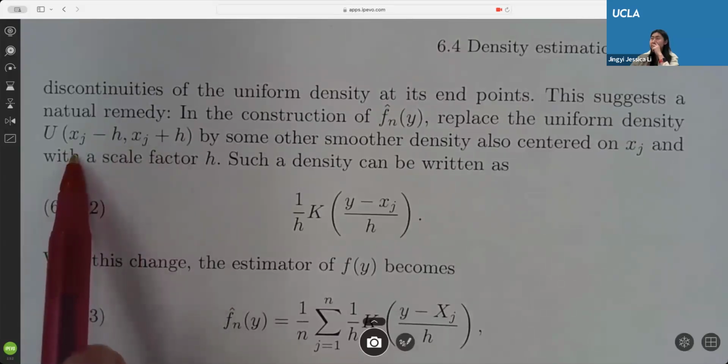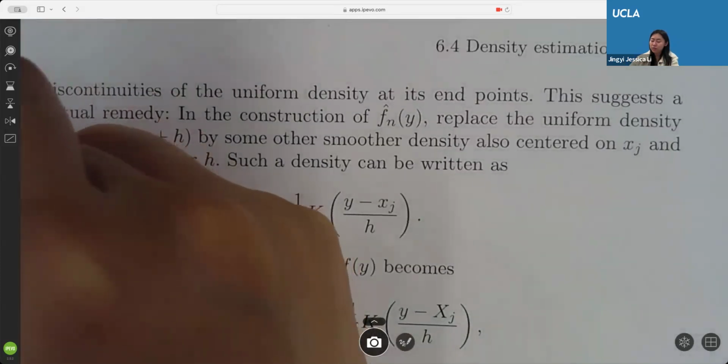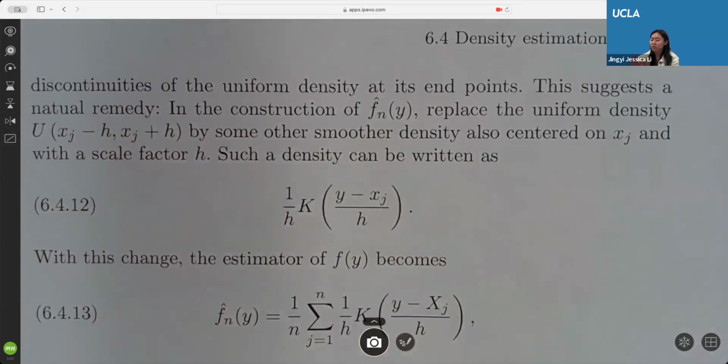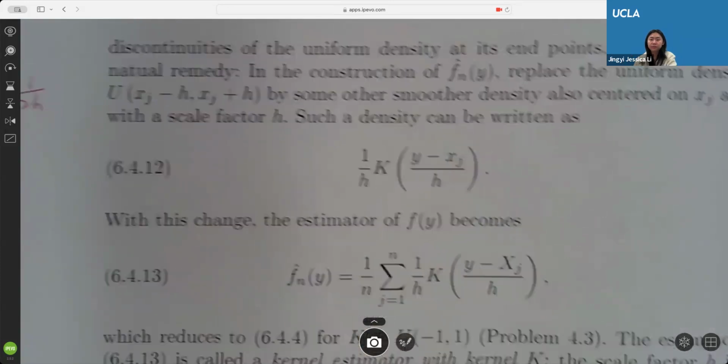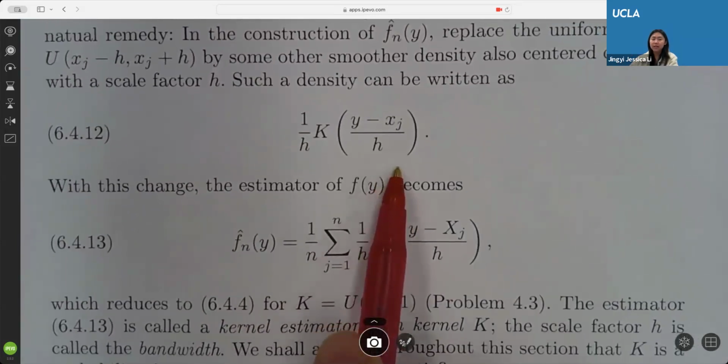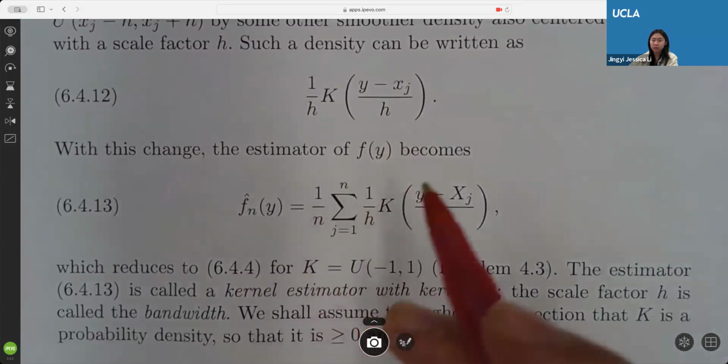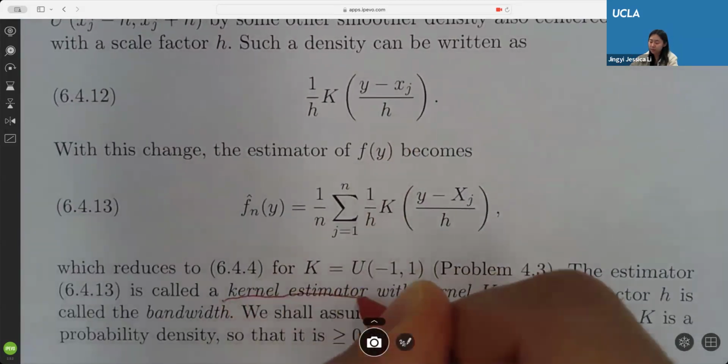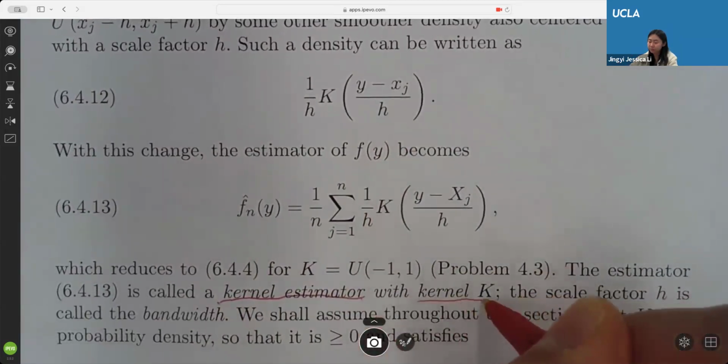I should say that the density here is actually 1 over 2h, right? That's the density. Replace that density by some other smoother density, also centered at xj, with a scale factor h. And such a density can be written in this way. And this is actually what we call the kernel estimator. And this is the kernel function.